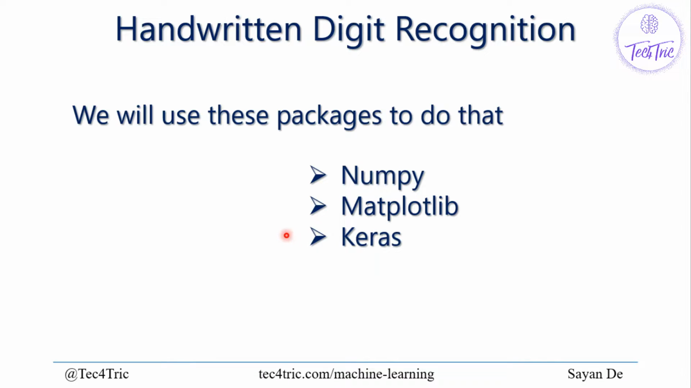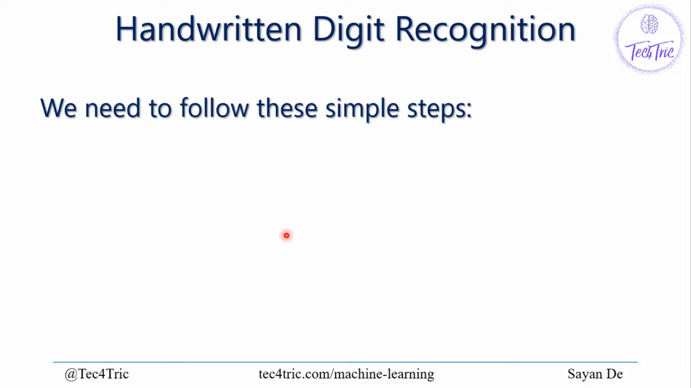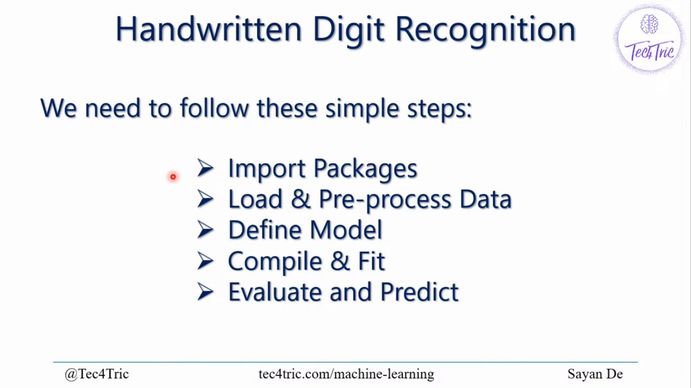To recognize the handwritten digits, we will use these packages: NumPy, Matplotlib, and Keras. We need to follow these simple steps to build the network. First, we will import the packages. Then we will load and pre-process the data. And next, we will define the model. After that, we have to compile and feed the model with training data. And then we will evaluate the model on the test data. It will tell us how well the model is performing on the test data.